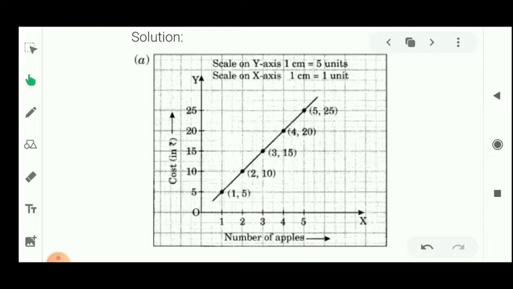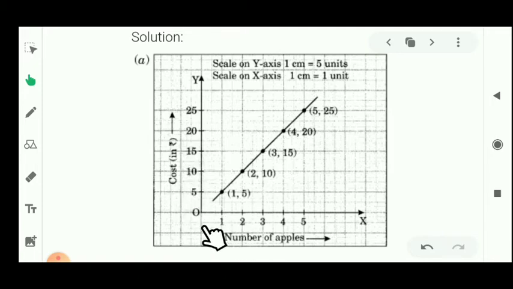For the solution of this question, student, firstly we have to use the graph page. Then firstly we will draw this line. This line is called y-axis. Then we have to draw this line. This line is called x-axis. And student, x-axis means number of apples and y-axis means cost. Cost will be noted in rupees.